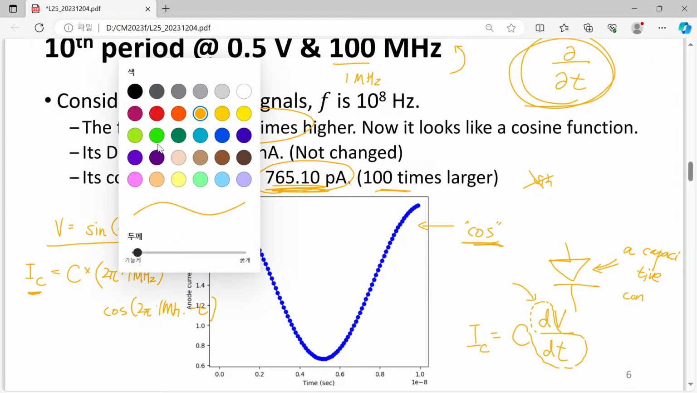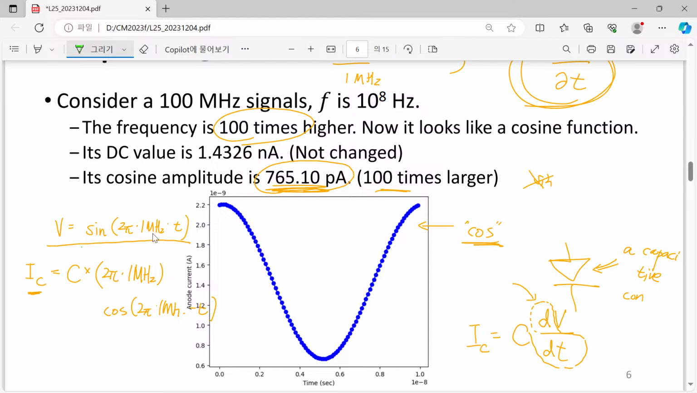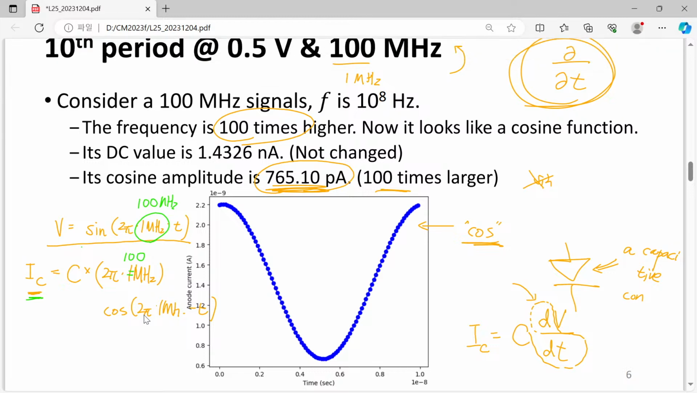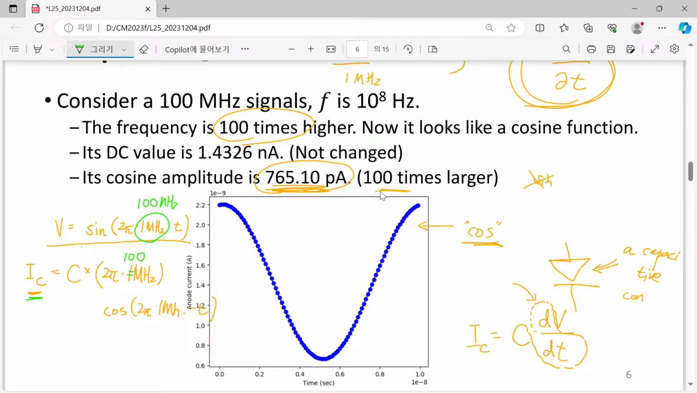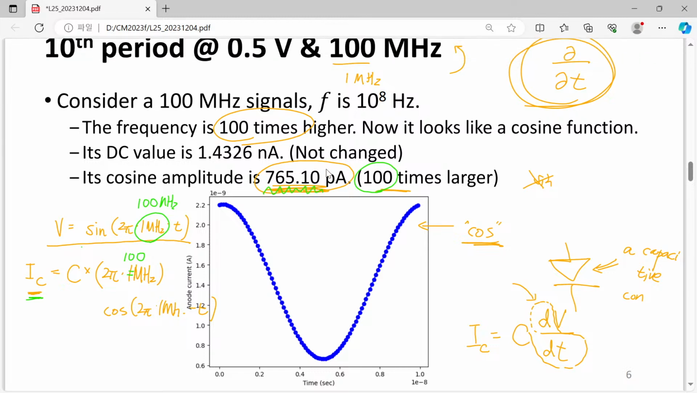Now let's go to the higher frequency. Instead of this 1 megahertz, now we have 100 megahertz. Then our capacitor current will be given by the same C, however, here instead of 1 megahertz, we will have 100 megahertz. So simply speaking, the capacitor current will directly depend on the frequency. Since we have increased the frequency by a factor of 100, our cosine amplitude is increased by a factor of 100.